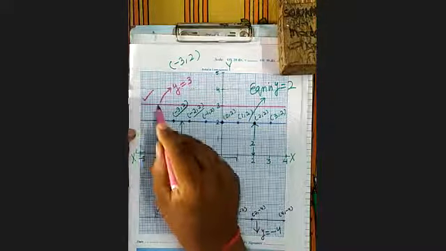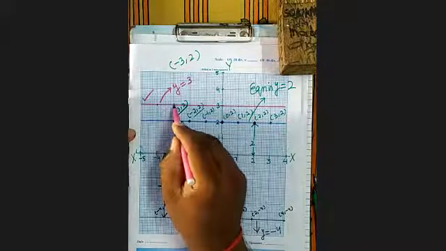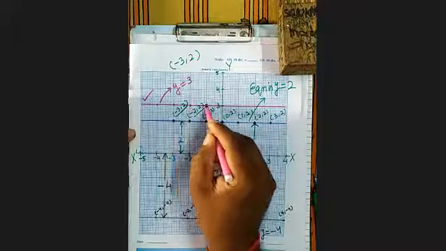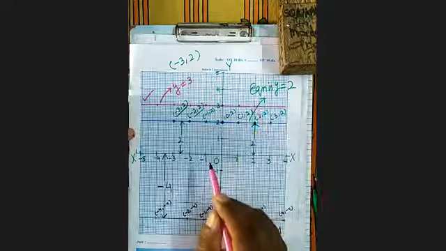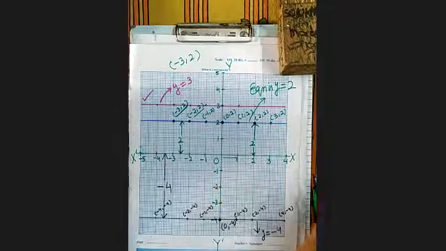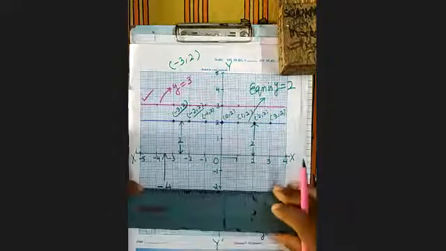Every point on this line will have what y coordinate? It will be 3. Is it clear? Now see here, what is the equation of this line?